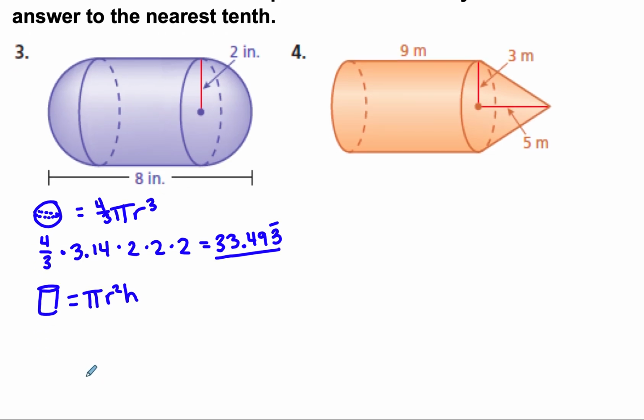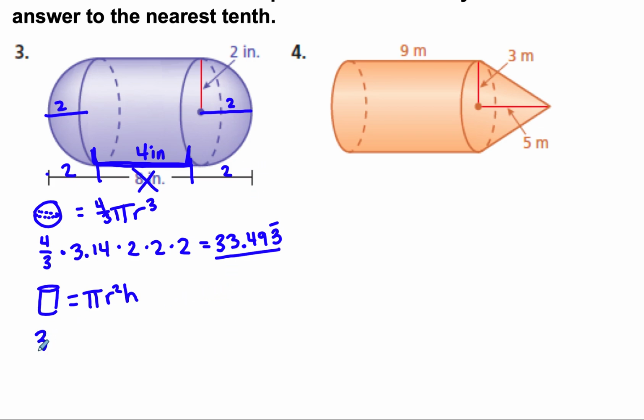Here's where it gets a little tricky. I need the height. This part is the height of my cylinder. Even though it's on its side, the height is the distance between the bases. That's the height. It's not 8. 8 is all the way from here to here. This part is the radius of 2. This part would be the radius of 2, which means this part in the middle has to be 4, because 2 plus 2 is 4 and 8 minus 4 is 4. So my height that I'm actually using for the cylinder is 4 inches. It's not this 8 inch. The 8 is from this edge all the way to that edge.